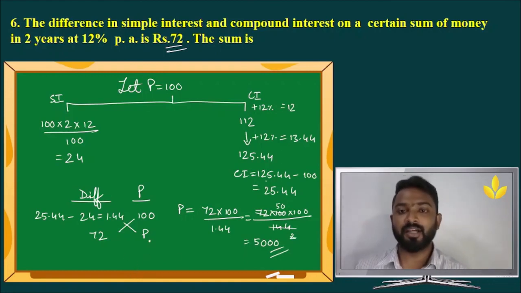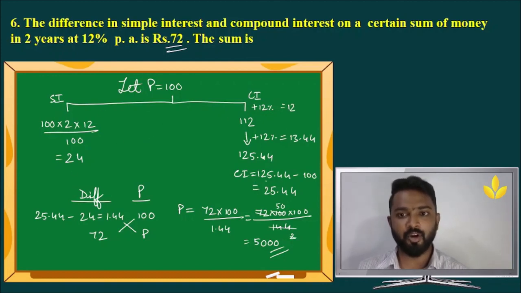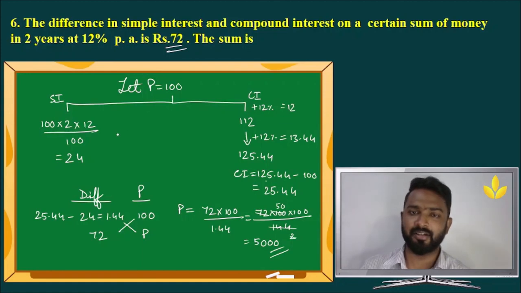So this is how you solve questions when the difference between simple interest and compound interest is given. When you have to find the principal, you assume that the principal is 100 and then take it forward and then use the unitary method in order to find the principal. And if the principal is already given, then all you have to do is use this method, find the simple interest, find the compound interest and simply find the difference.